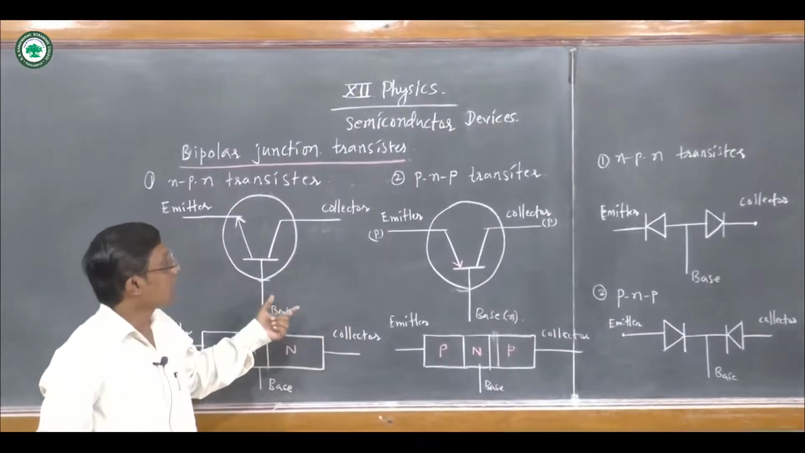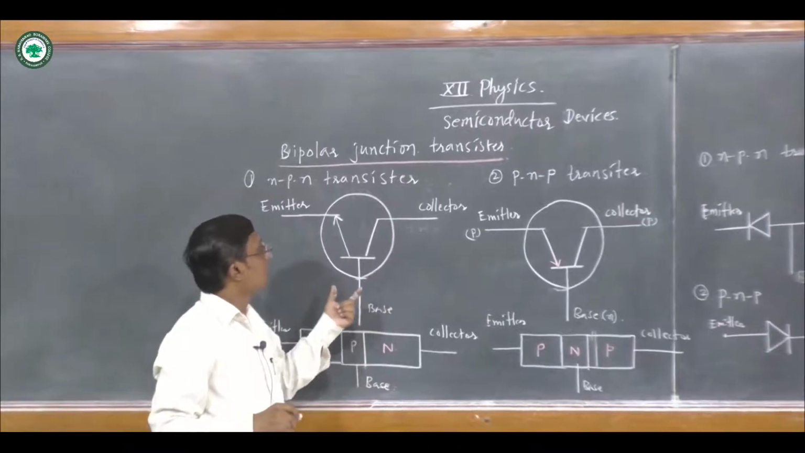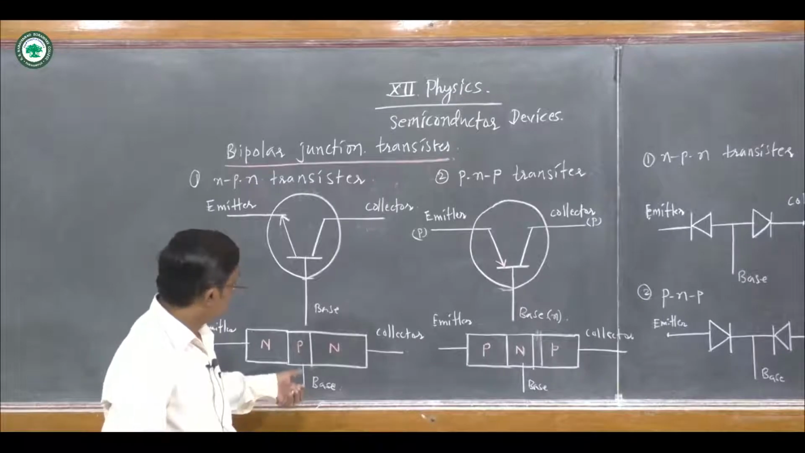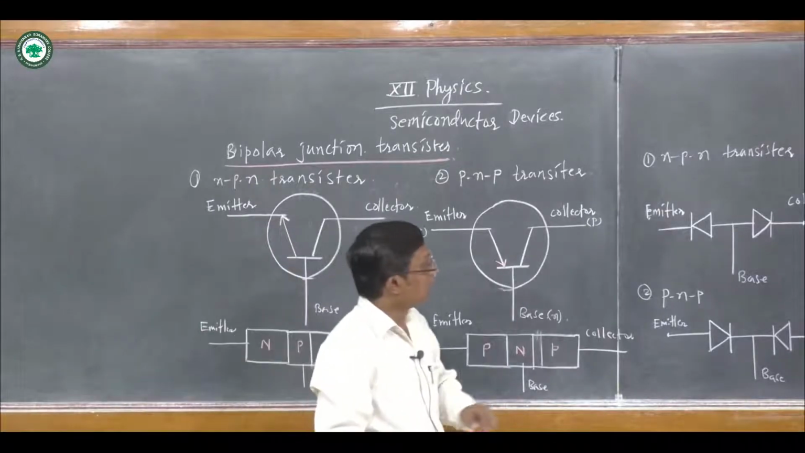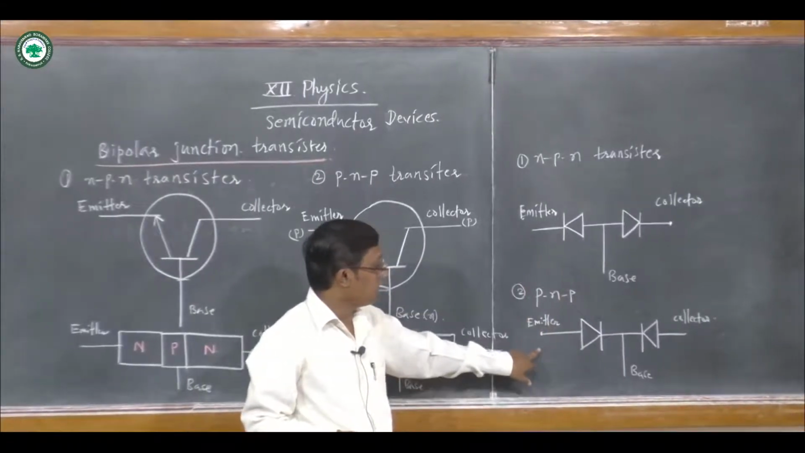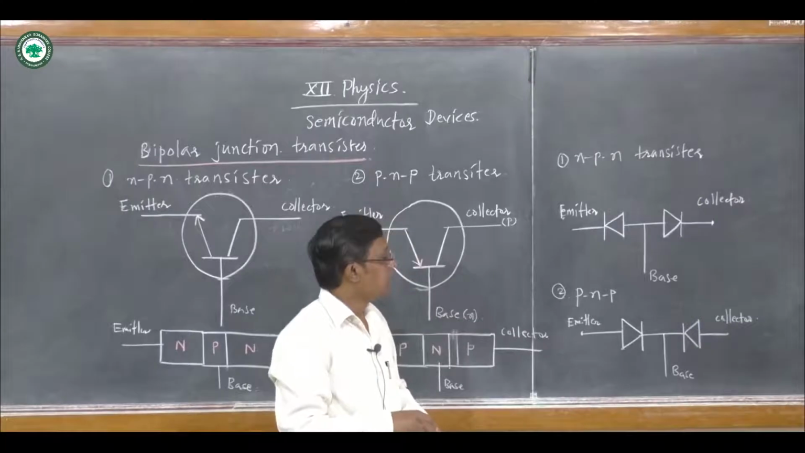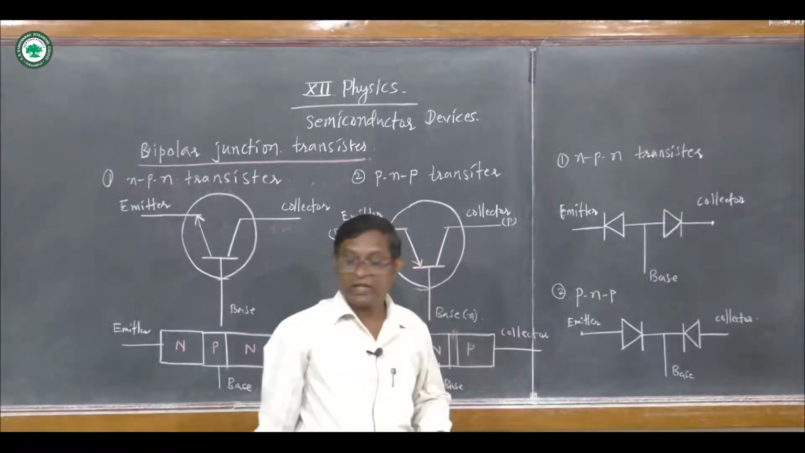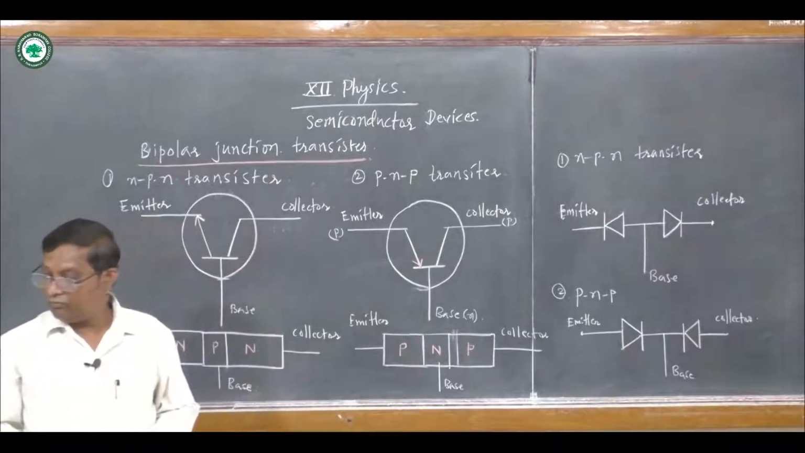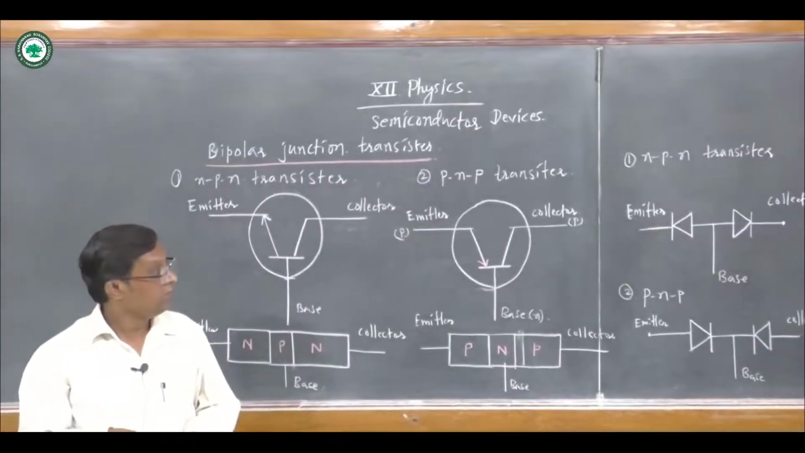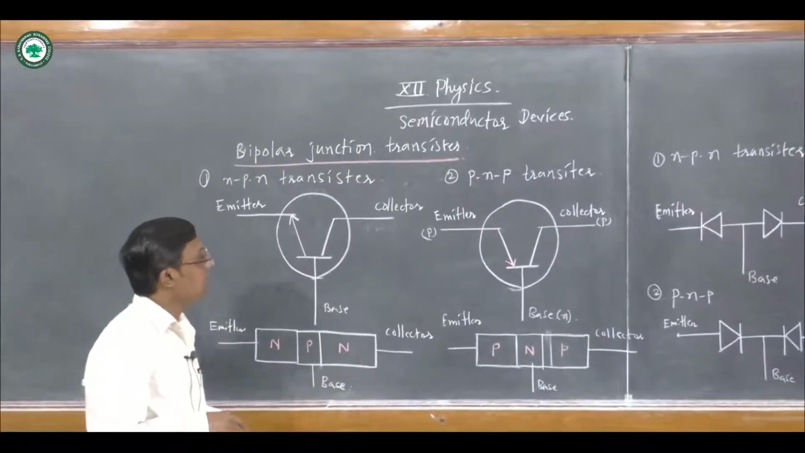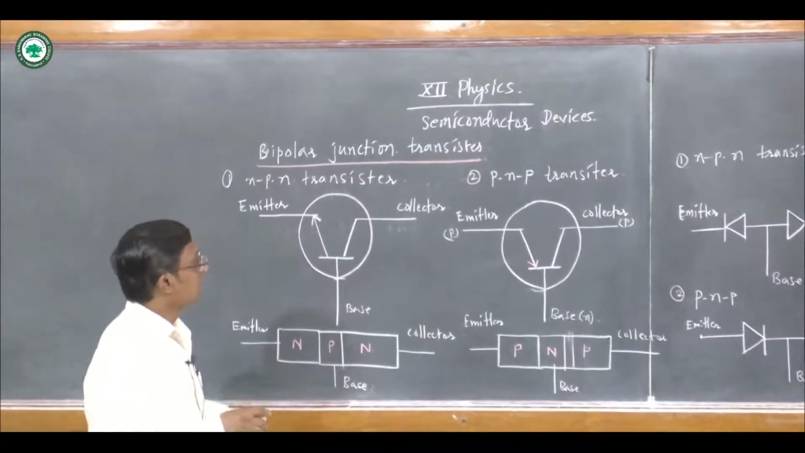From this figure we understand the symbol of the bipolar junction transistor, which is nothing but two diodes connected back to back to each other. In this PNP transistor we see the two diodes are connected back to back to each other. Let us talk about the three terminals of the transistor.